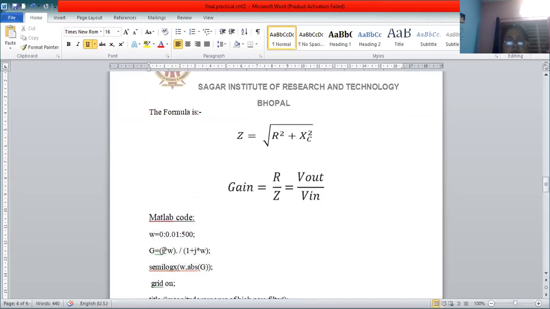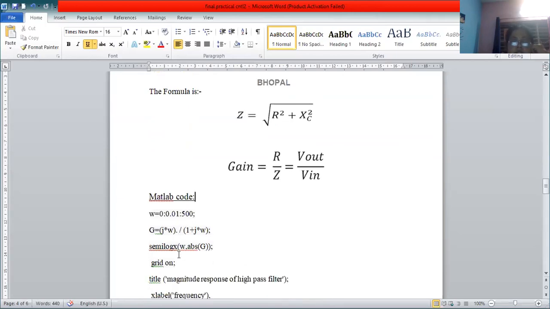Now we'll discuss the MATLAB code for it. We have taken the frequency omega on the x-axis starting from 0 and ending at 500 with an interval of 0.01. G will define the gain, and gain is j omega upon 1 plus j omega. As we want the magnitude gain for each frequency, therefore we have used this dot.